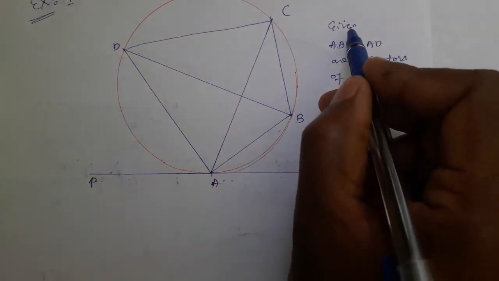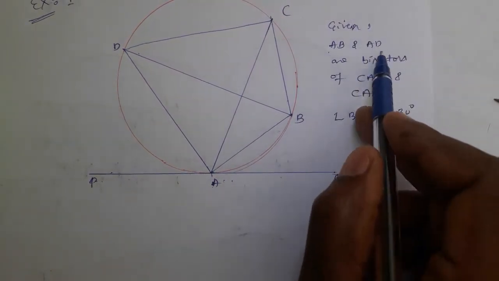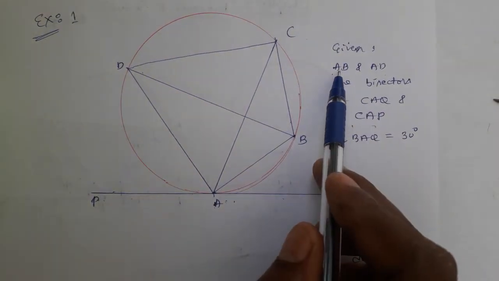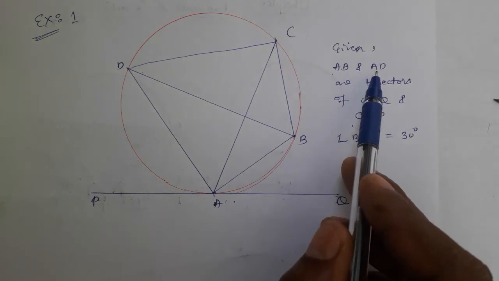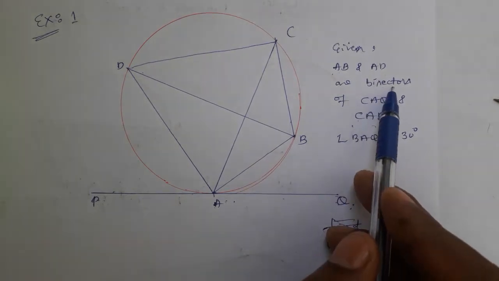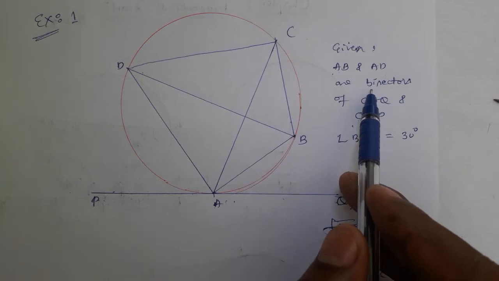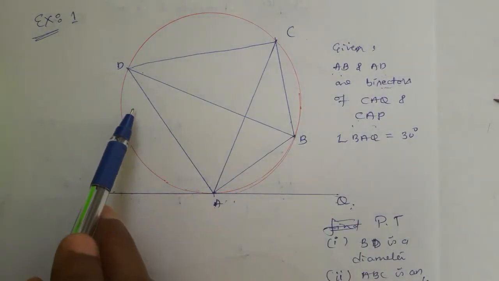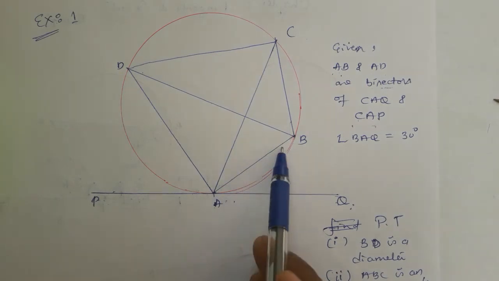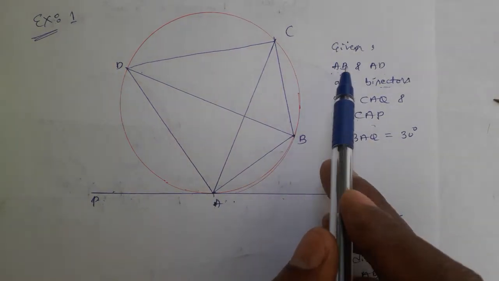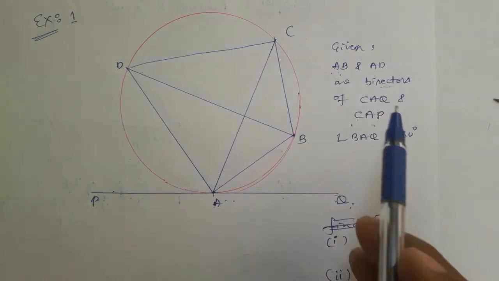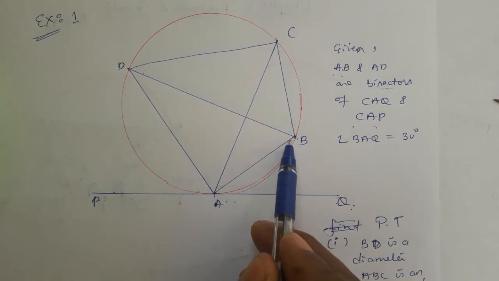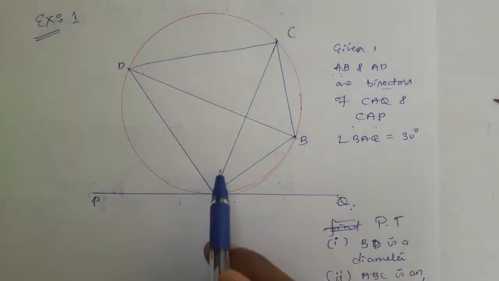Which are given? AB and AD are bisectors of CAQ and CAP. So the AB line bisects angle CAQ, the AD line bisects angle CAP. Bisecting means dividing into two equal parts. So let us go for the AB line. This AB line divides angle CAQ into two equal parts.